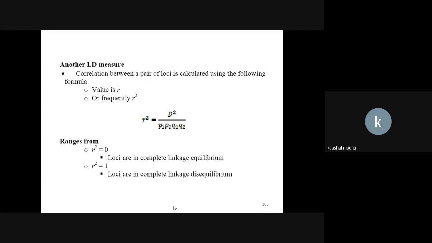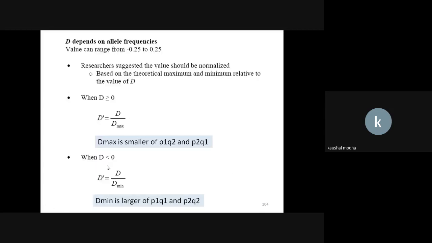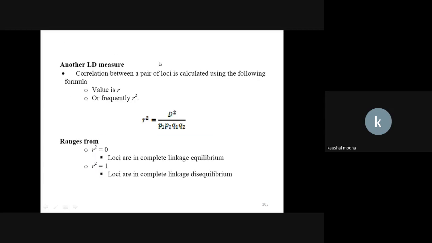So R square is equal to D square divided by the multiplication of frequencies of all four alleles under consideration when you consider two loci at a time. If R square is 0, then these loci are in complete linkage equilibrium. There is no linkage disequilibrium. When R square value is 1, there is perfect linkage disequilibrium. So R square value ranges from 0 to 1, and the D value ranges from -0.25 to +0.25. We'll know in the coming slides the importance of R square and D.